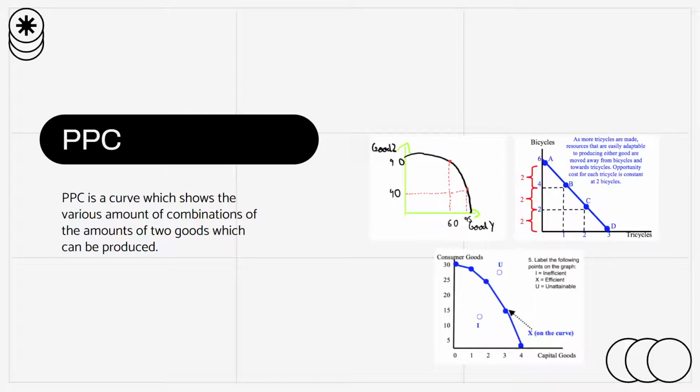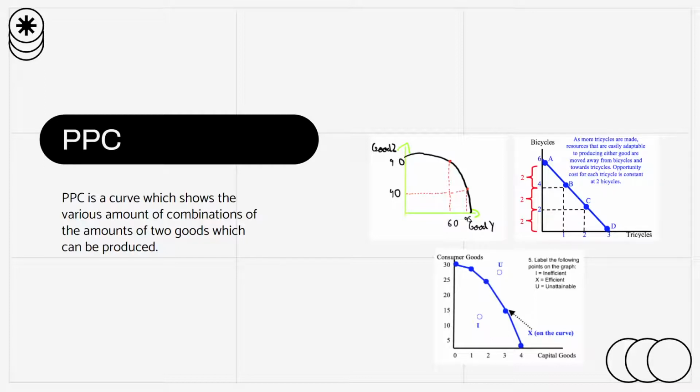Now, if you think about it, what does the slope of the production possibility curve show? Well, if you said opportunity cost, you would be 100% right, because if you look here, this is a constant line, which means it has a constant slope. For every two bicycles I make, I'm giving away one tricycle. And so this line has a slope of 2, which makes sense, and hence the production possibility curve will always be downward sloping, because if you're making more of one good, you're giving away the other good.